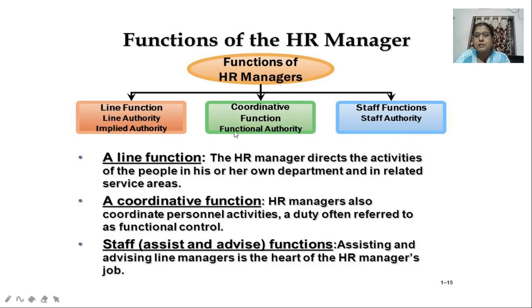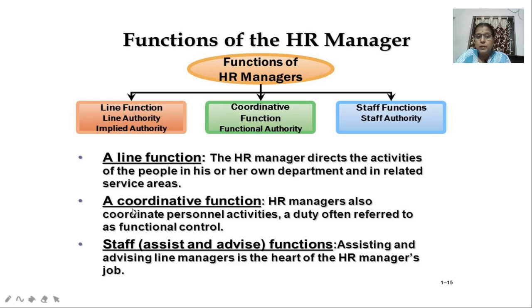Now it is of three kinds, as I told you. It's a line function, wherein line authority is an implied authority, where he can order and get the job done. And a coordinative function is a functional authority, where he needs to work with other people in coordination. And the staff function is a staff authority. A line function says that the HR manager directs the activities of the people in his or her own department and in related service areas. He needs to give the direction on how the activities have to be performed. Then only are the people responsible and answerable to him.